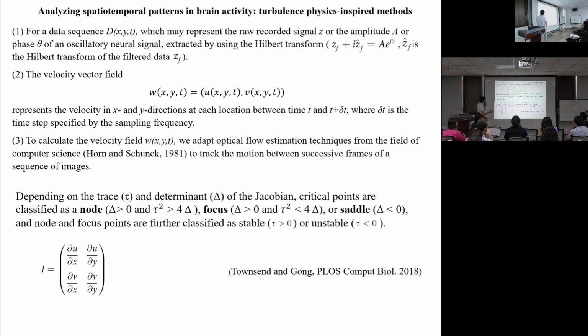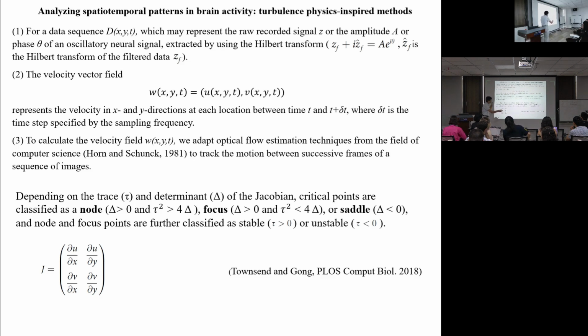To calculate the velocity field from the data, we adapt optical flow methods from computer science to estimate the velocity fields of the real neural data. These are methods developed in computer science for detecting velocity fields. And as soon as we have the velocity field, we can do very simple calculations.